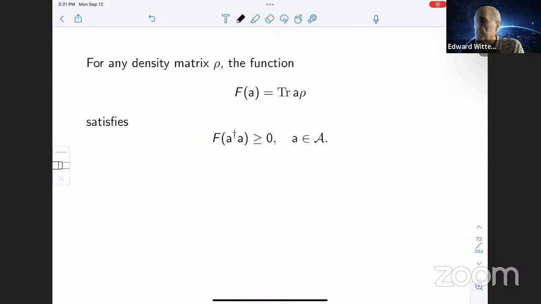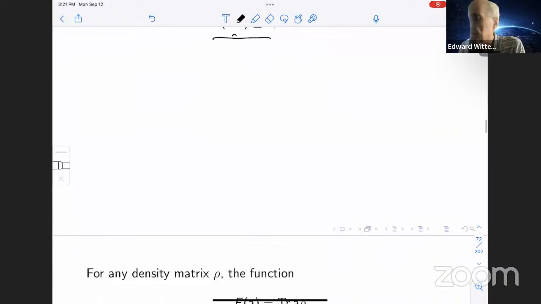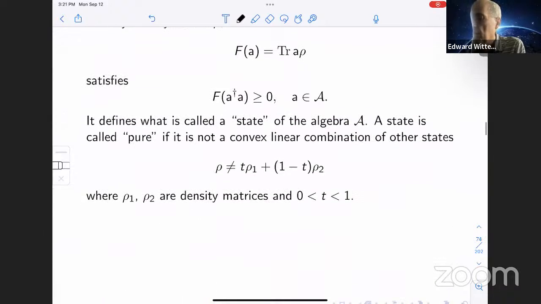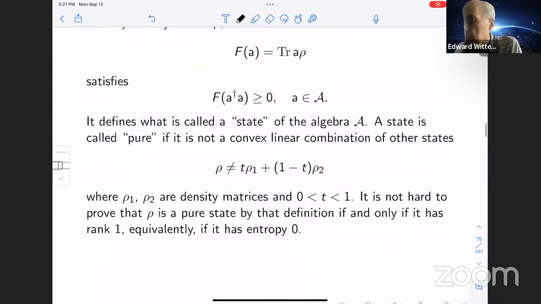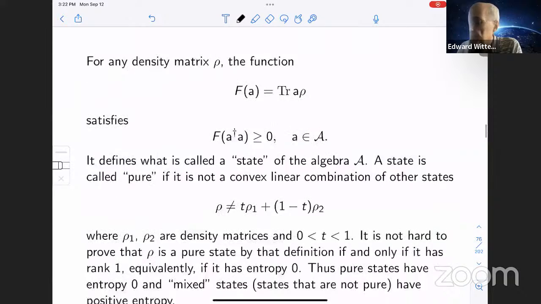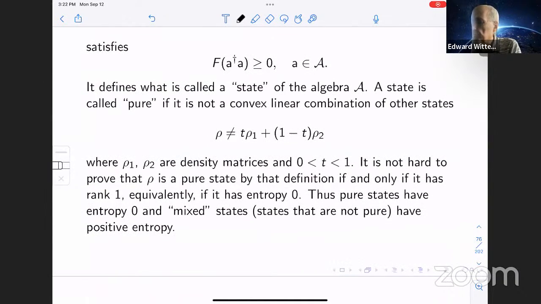Now, if rho is a density matrix, then this function has the property that it's positive on an operator of the form A dagger A. So a linear function on the algebra that's positive for operators of this kind is called a state of the algebra. A state is called pure if it's not a convex linear combination of other states. It's not hard to prove that rho is a pure state by that definition, if and only if it has rank 1 and equivalently entropy 0. So pure states have entropy 0, and what are called mixed states, which are just states that are not pure, have positive entropy.